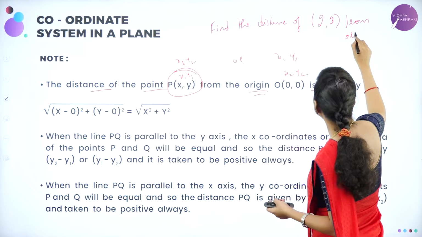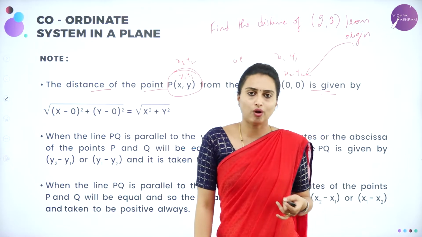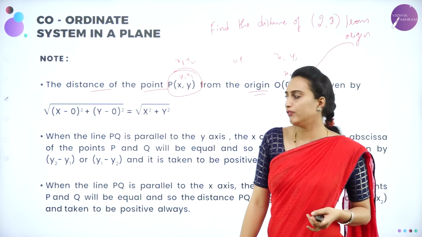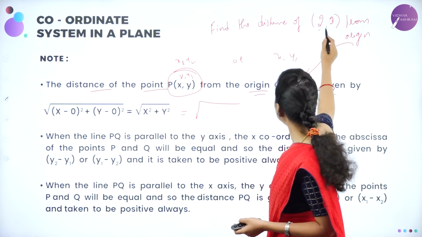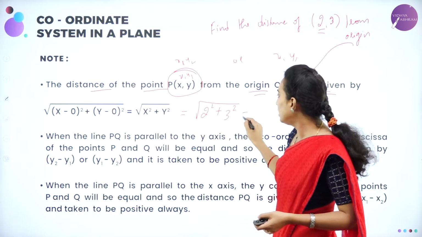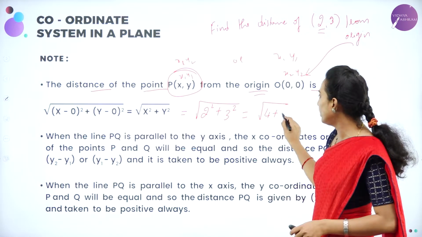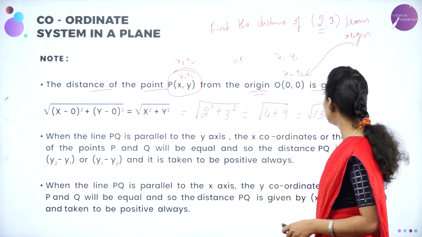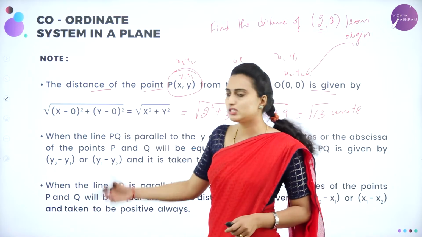If they ask like this, what is the origin? The origin will be having the point 0 comma 0. 2 comma 3 is nothing but the point x comma y. So therefore, directly I can write according to the formula, square root of x squared plus y squared, which is nothing but 2 squared plus 3 squared, which will be equal to square root of 2 squared is nothing but 4, 3 squared is 9, which will be equal to square root of 13 units. This is how we are going to solve the problem, by taking this formula.